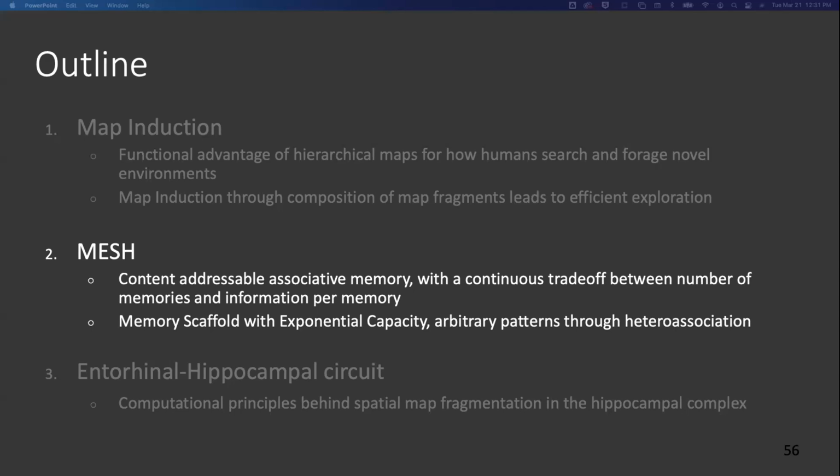So that kind of gives us a solution to building a high capacity memory that has this gradual decay in terms of information that you're recovering per memory as you're increasing the number of memories that you're storing in this network. In the next section, I'm going to show you how the entorhinal-hippocampal circuit that we're building is actually implementing MESH, right? And so we are also going to see how the circuit can then lead to compositional representation.